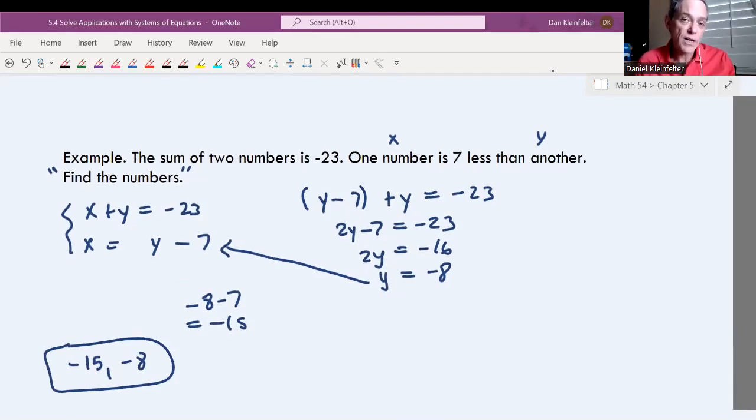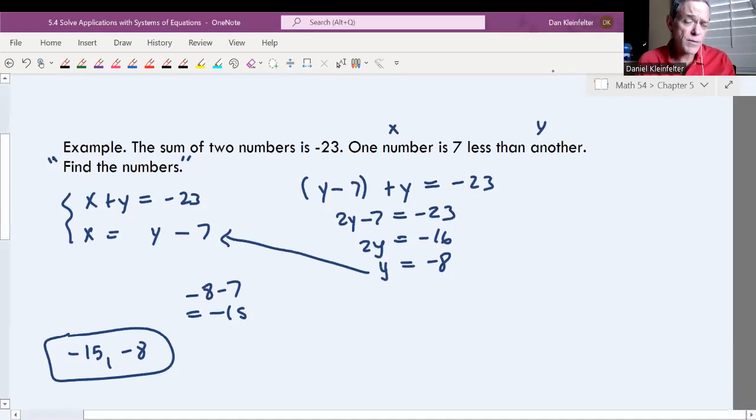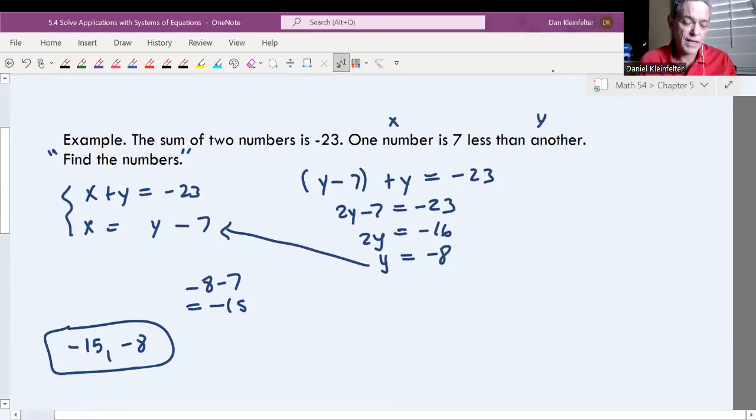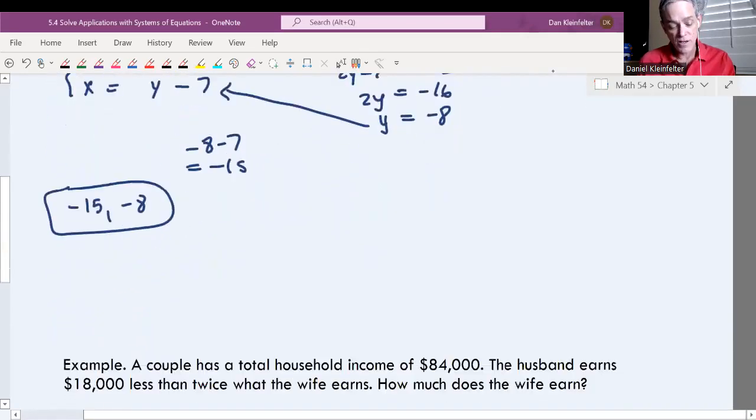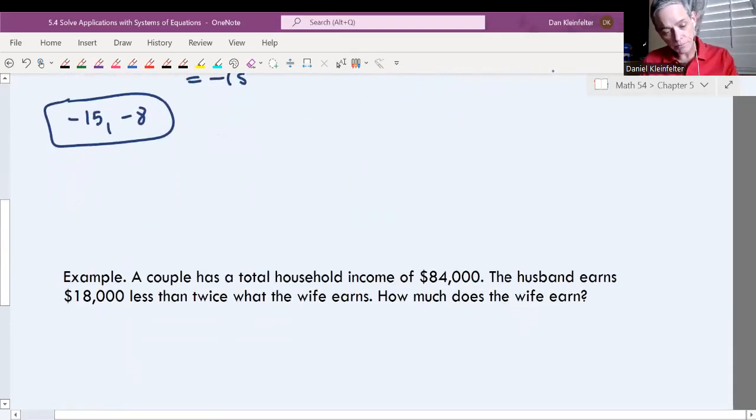Okay, and that's that. So this should feel kind of familiar. It is a system of two equations and two unknowns, but again, remember that you could have done this using just one variable if you had chosen. Okay, let's try another example.